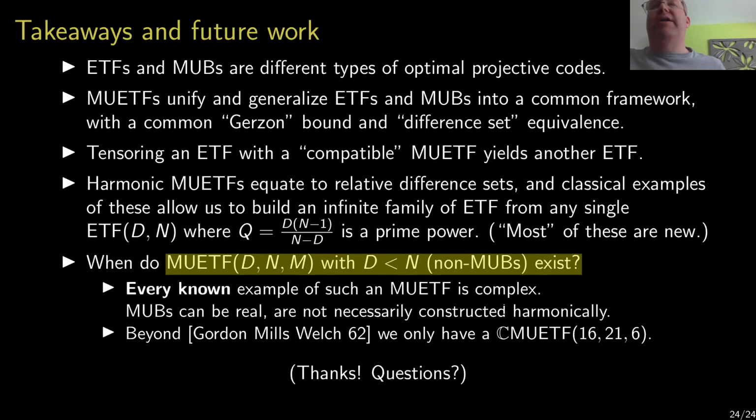I will say that the relative difference set literature is not going to offer a lot of other options here, because beyond the ones that generate MUBs and the ones I've already shown you, the relative difference set literature gives you exactly one more example. Whereas the Gordon-Mills-Welch construction will give you 3 mutually unbiased 16 by 21 ETFs. There is one more example from the RDS literature that gives you 6 of them. And so I think if we're going to try to find these guys, we have to look somewhere other than the relative difference set literature.